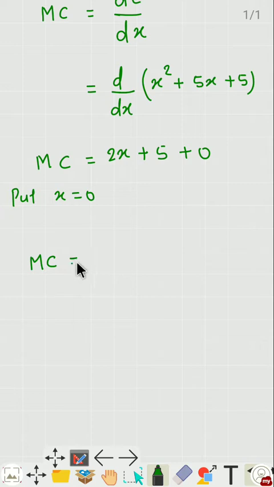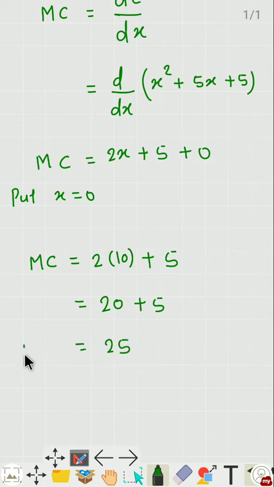Therefore marginal cost is equal to 2 times 10 plus 5, which is 20 plus 5, and it is equal to 25. So this is the value of marginal cost at x is equal to 10. So 25. Now let us go to the next question.